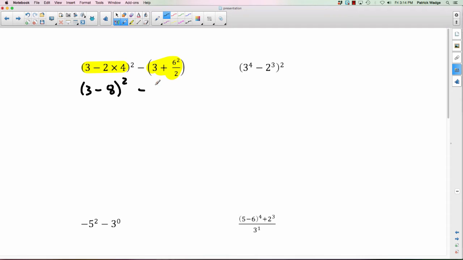Minus. Okay, in this bracket here, I also have an exponent, so I should do that first. So I'm going to have 3 plus 6 squared. That's 6 times 6, which is 36, and it's over 2. That means divided by 2, right?